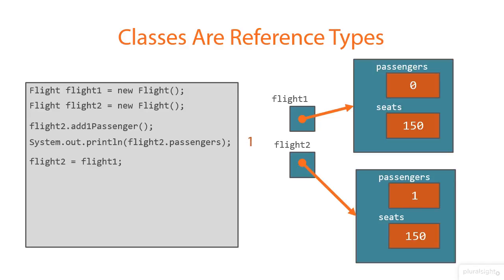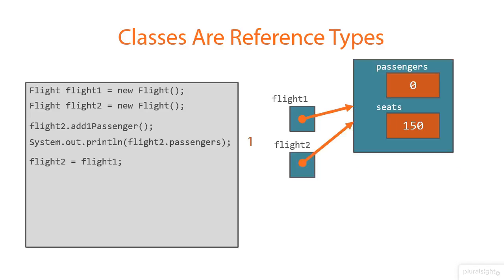Now, if I assign flight1 to flight2, that doesn't copy the entire object pointed to by flight1 into flight2. All that does is reassign the reference so that flight2, instead of pointing to the object it currently points to, will now point to the same object that flight1 points to. Once the object previously pointed to by flight2 is no longer referenced, that object goes away, and flight2 and flight1 are pointing now to the exact same object. If I now print out flight2.passengers, it prints out 0, right, because that's the value of passengers in the object it's pointing to.